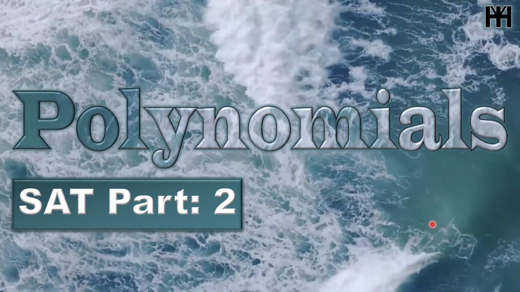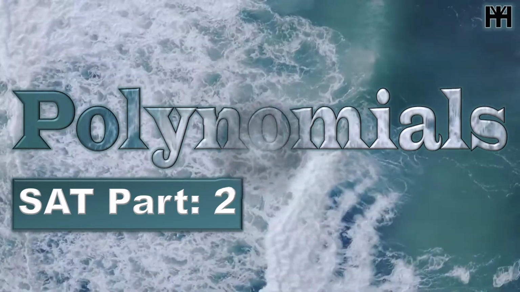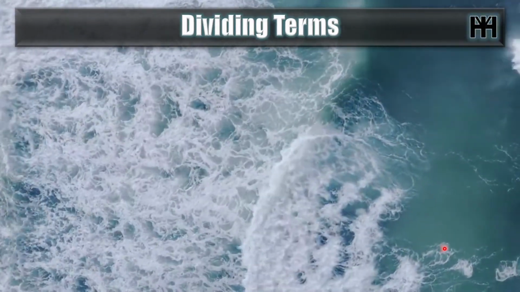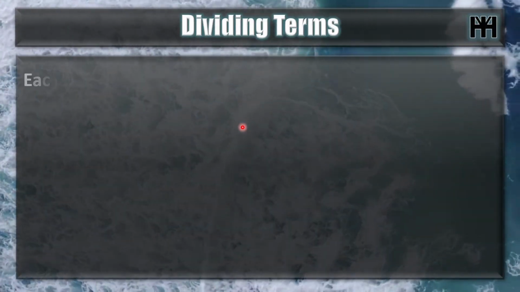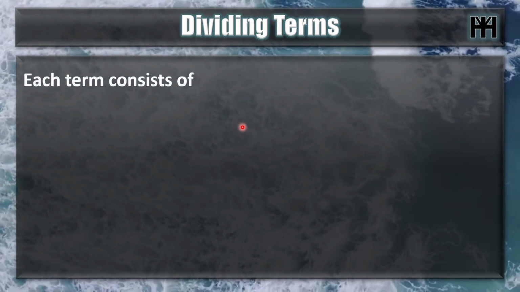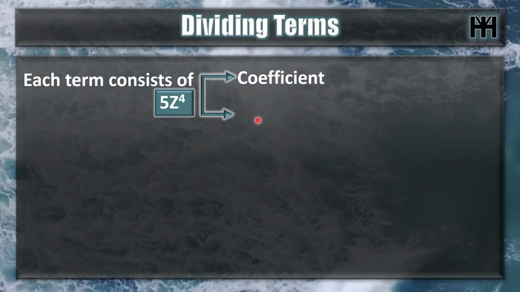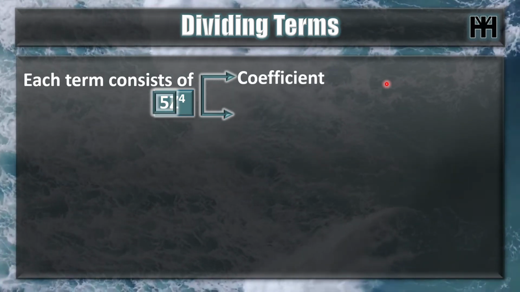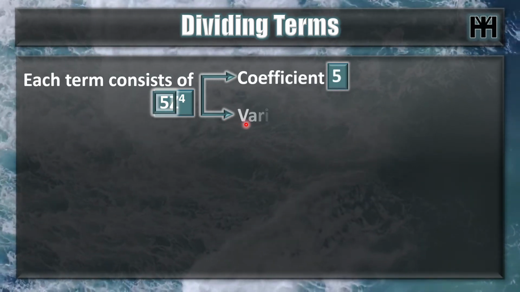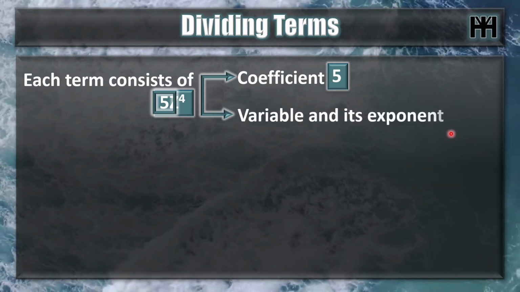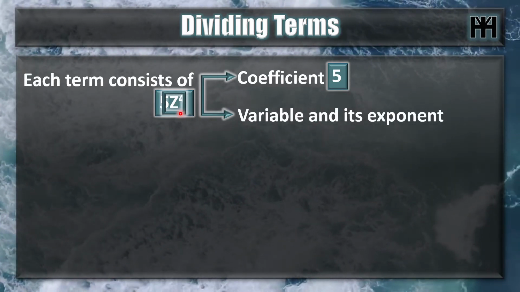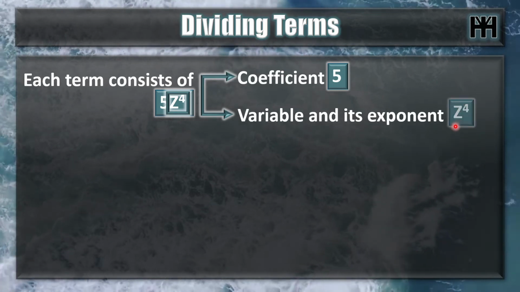Polynomials SAT Part 2. Dividing terms. Each term consists of coefficients, like the 5 here, and the variable and its exponent, like the z power 4 here.